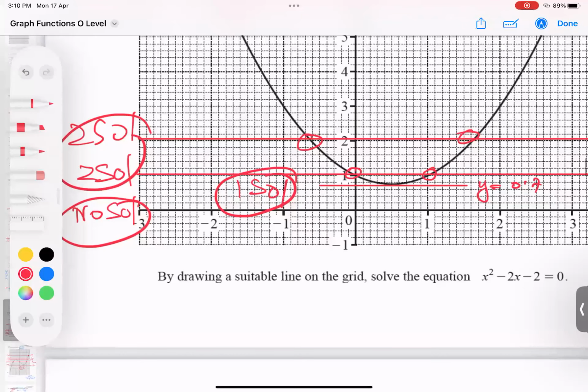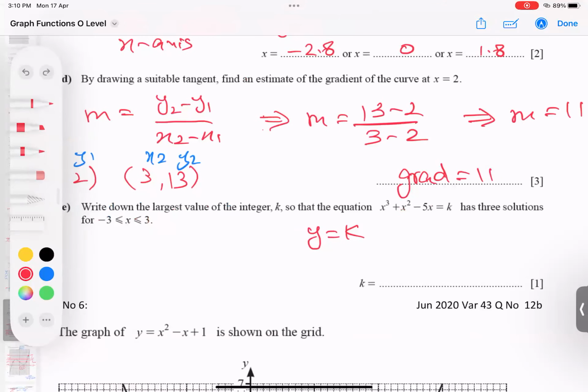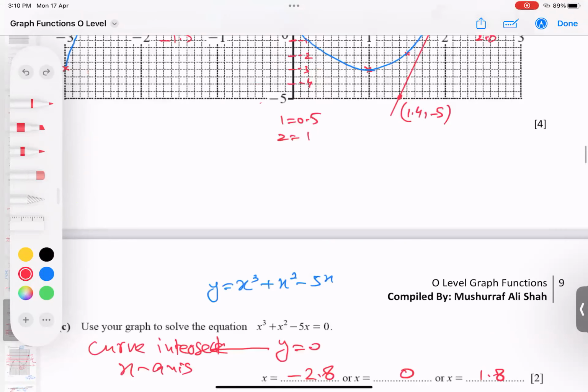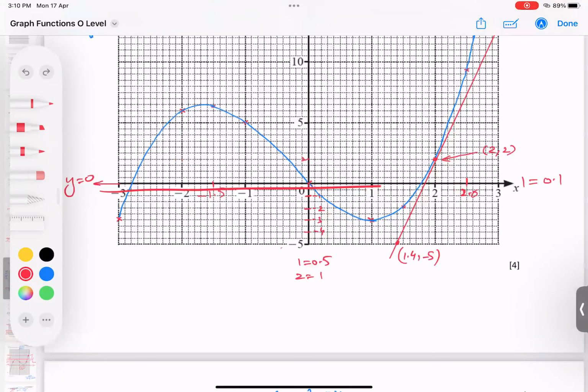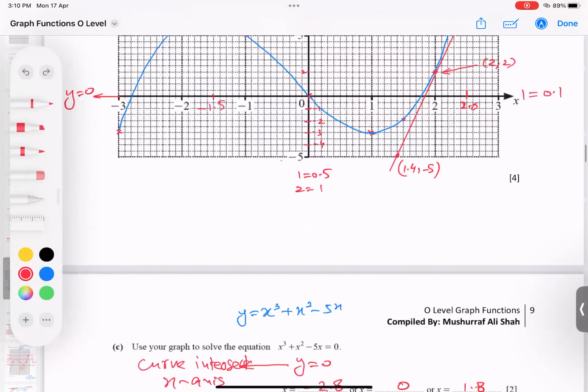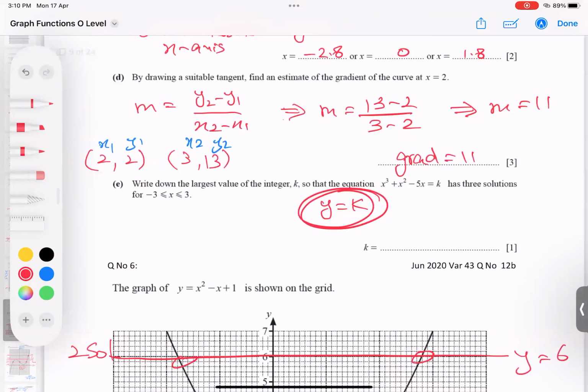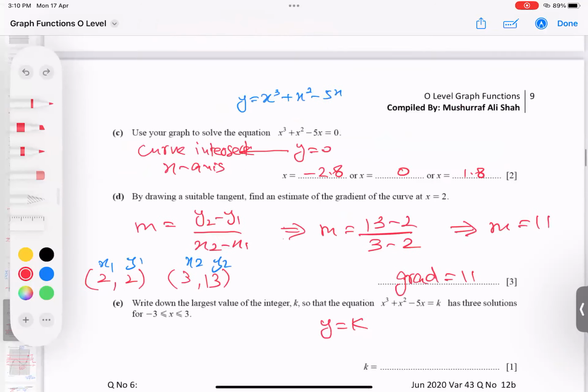So let's come back to our question. Our question is what he's saying. He's saying y equals k, 100%, you know it, very clear. When y equals k comes, or y equals any number, y equals 0, y equals 5, y equals 10, y equals -5, these lines are 100% parallel to the x-axis for sure. So write down the largest value of k. k can have many values, but I'm looking for the largest value where we have 3 solutions. Let's start with 3 solutions.